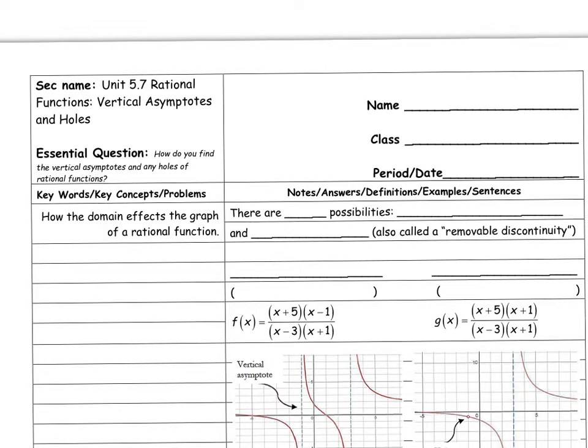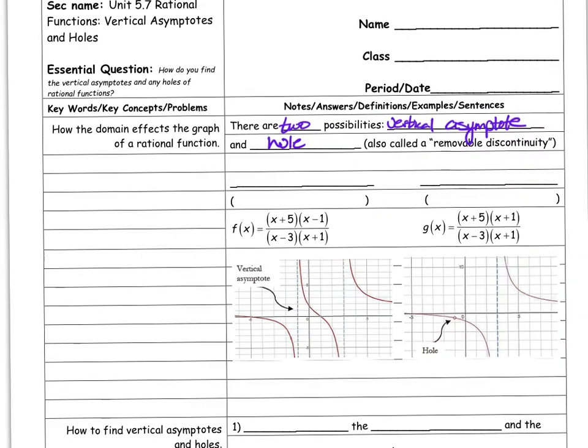So how does the domain affect the graph of the rational functions? Well, there are two possibilities. Our first possibility is a vertical asymptote, and the second is a hole. So we have two possibilities. The hole is also called a removable discontinuity. So let's move on to the first possibility. We have them both here, with examples of what the equations look like and what the graphs look like.